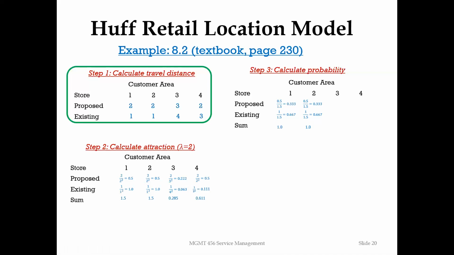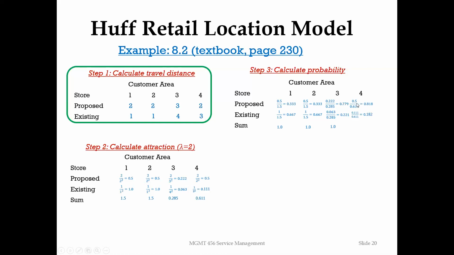What about customer area 3? How likely are they going to shop from the proposed store? We're going to use 0.222, which is the attraction for the proposed store, divided by 0.285, which is the total attraction. So we get 0.779. We can also calculate the purchasing probability for the existing store, which is 0.063, the attraction for the existing store, divided by 0.285, the total attraction. The total is 1 again.